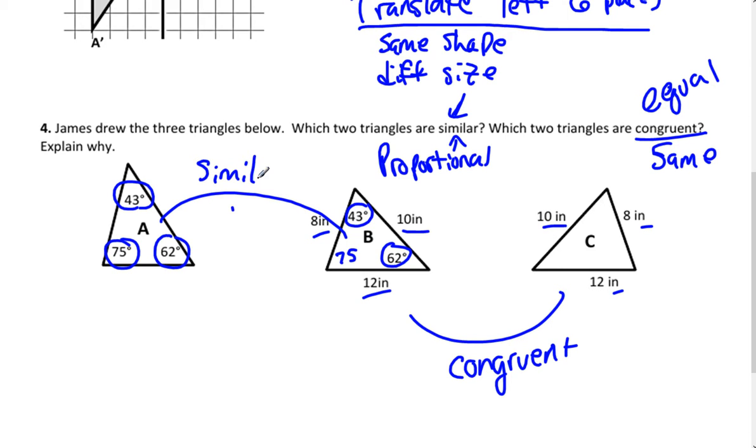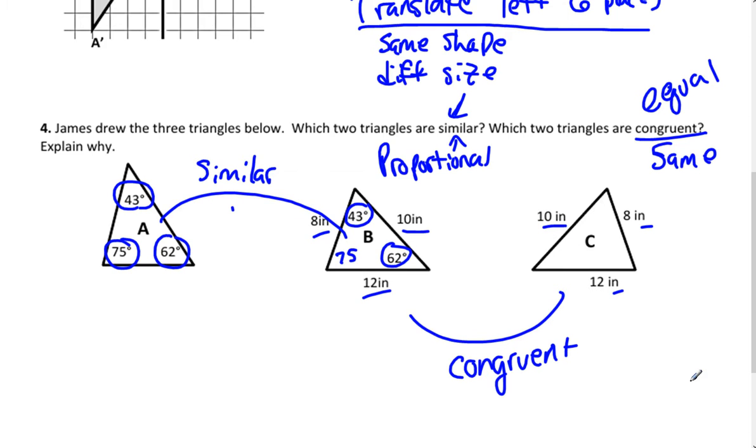These two are similar, and one of the properties we learned says that all similar figures have the exact same angle measures. That makes them the same shape, but not the same size. Triangle A, hopefully you can agree, is bigger than triangle B. So A and B are similar, and B and C are congruent.